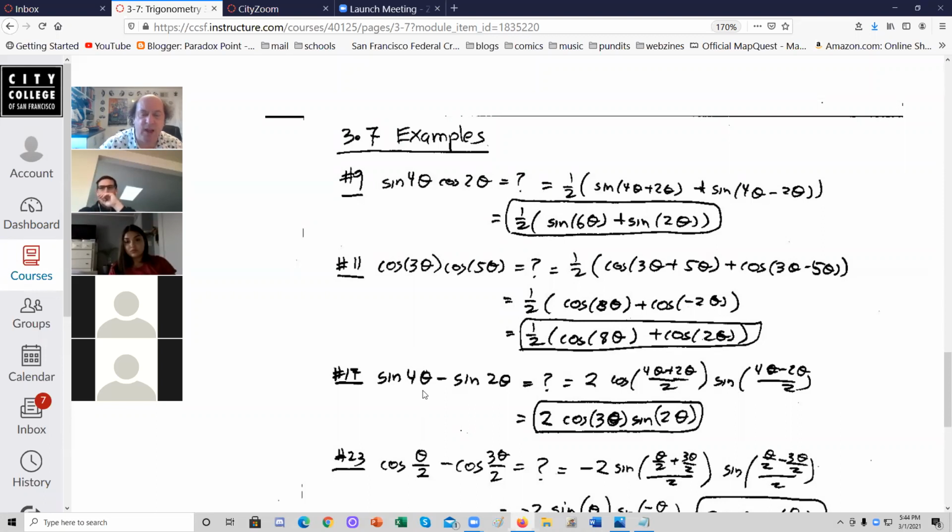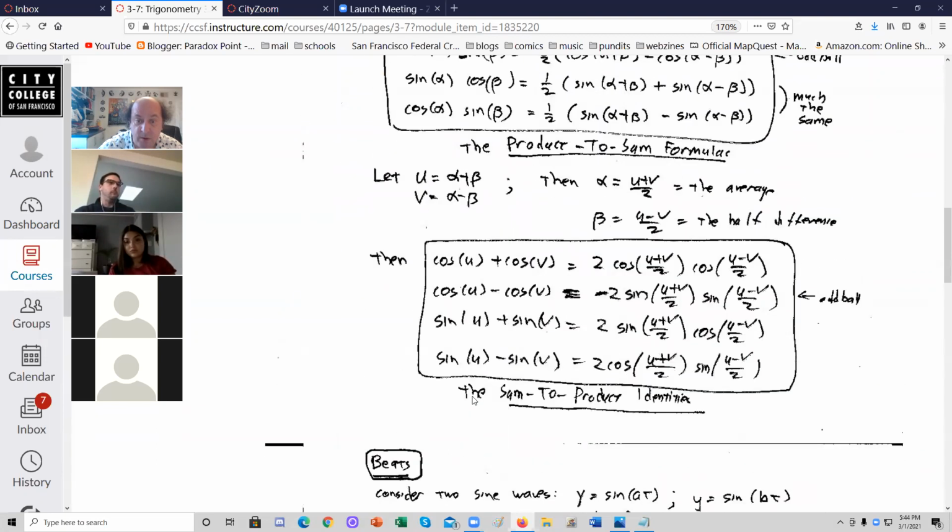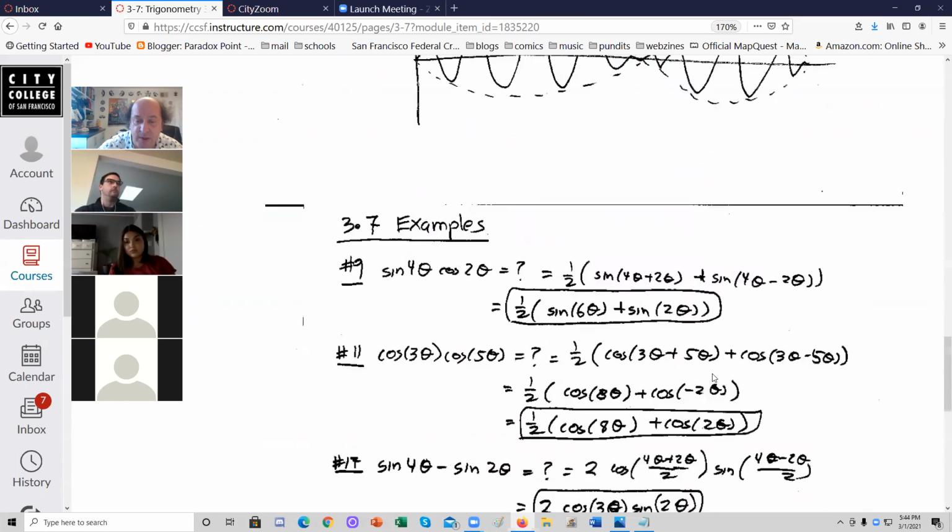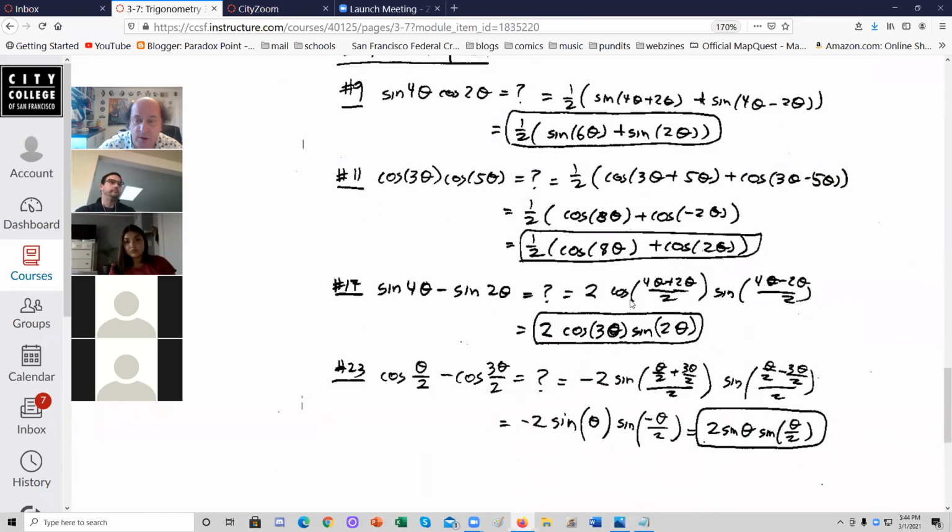You have a difference of sines, sine 4 theta minus sine 2 theta. Well, how's that go? Sine minus sine. From the sum to product formula, sine minus sine is 2 cosine of the average, sine of the half difference. So 2 cosine of the average, (4 theta plus 2 theta) over 2, sine of the half difference, (4 theta minus 2 theta) over 2. This works out to 2 cosine 3 theta, sine of 2 theta.